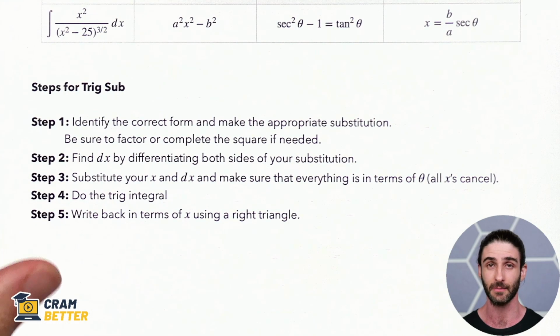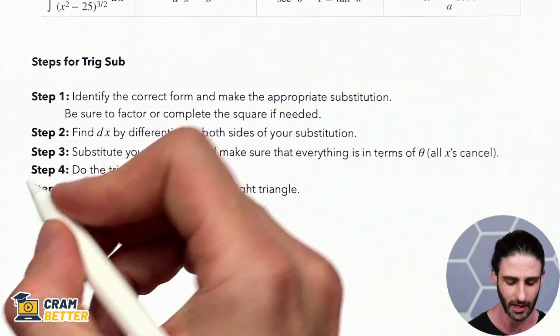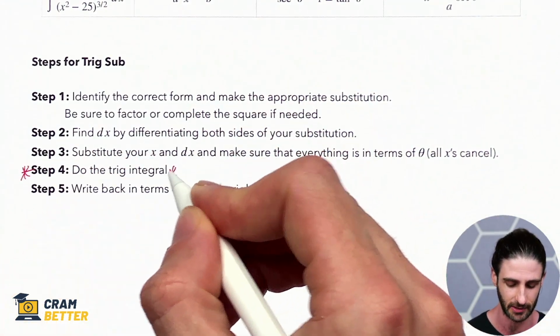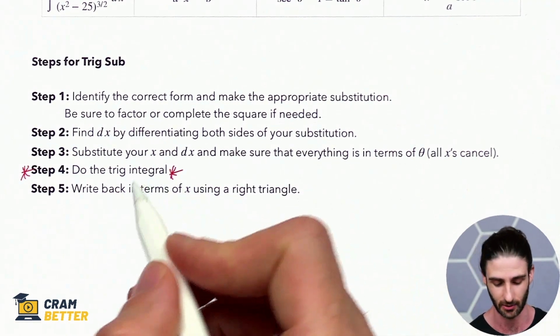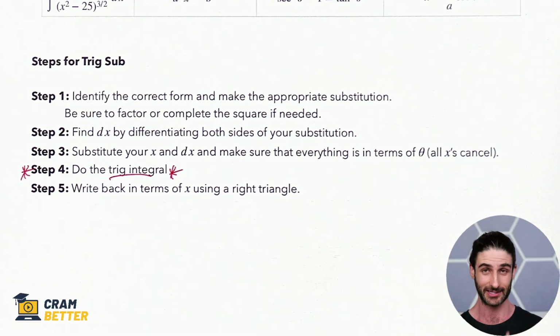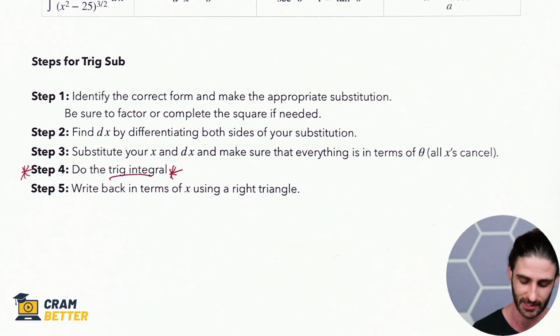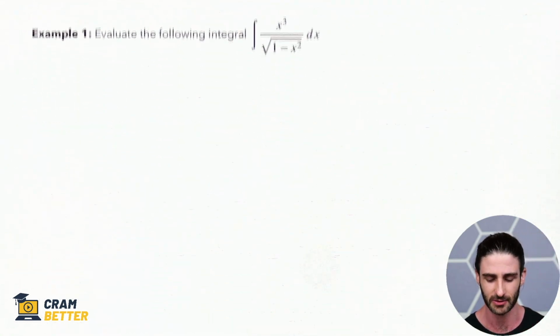Now, these are the steps. You can look back at it for your reference. The one that I do want to really emphasize here, okay, this is the 4th step. You got to do a trig integral, okay? You're going to run into trig integrals as a step within these trig substitutions. That's the whole point of them, okay? So we're going to try a quick little example here.